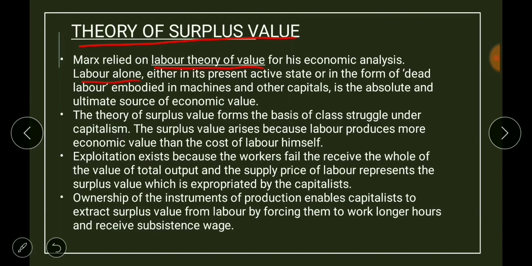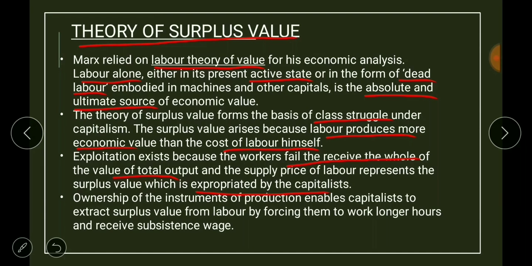According to him, labor alone, either in its present active state or in the form of dead labor embodied in machines and other capital, is the absolute and ultimate source of economic value. The theory of surplus value forms the basis of class struggle under capitalism. The surplus value arises because labor produces more economic value than the cost of labor itself. So there is a wide disparity between the value of the total output and the value of the output the laborers receive. Exploitation exists because the workers fail to receive the whole value of total output, and the supply price of labor represents the surplus value, which is expropriated by the capitalists.